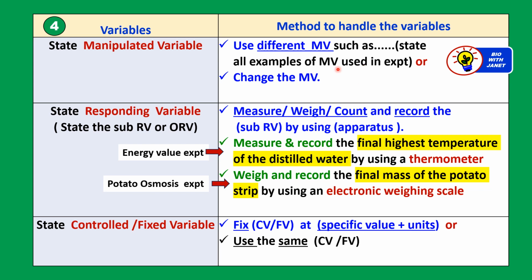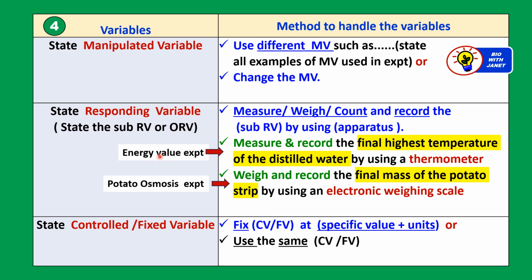And another way to put it is to change the temperature of the water bath. But for food samples, I think it's easier to say use different food samples. Okay. Now, next is the responding variable. Try to choose the sub RV, which you measure in the experiment or which you observe, or another word is ORV, which is the same thing, the operational RV or the experimental RV.